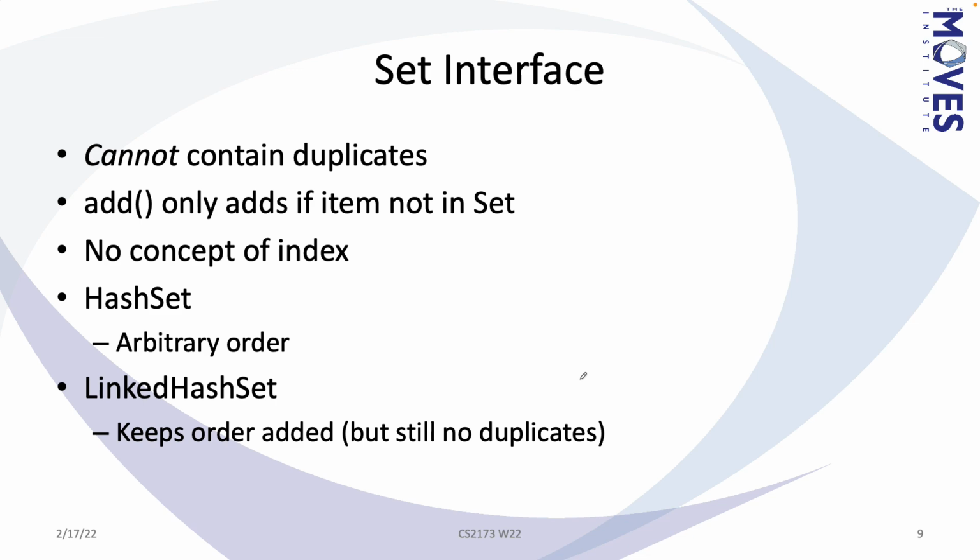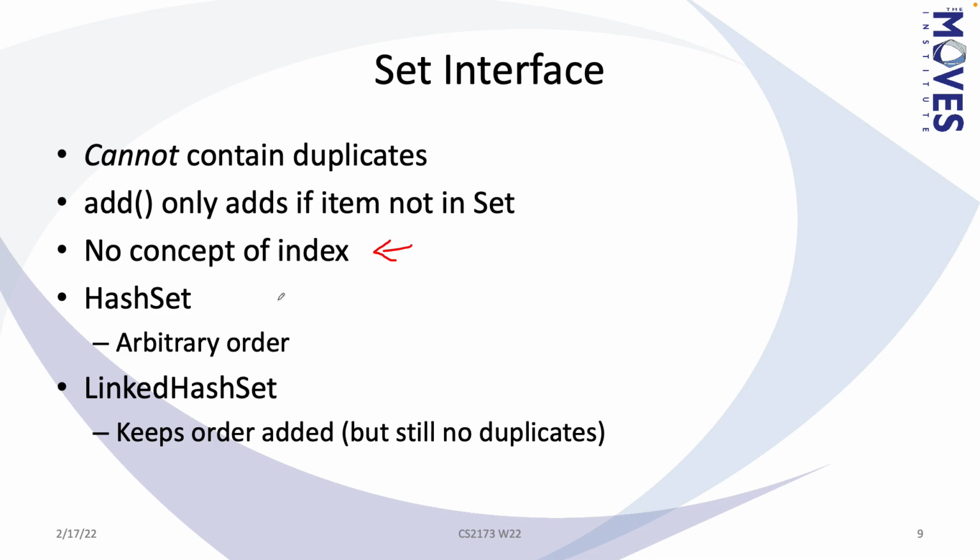Okay, so that is more or less everything you need to know about lists, almost. Sets. Now, the thing about sets, as we saw yesterday, is that sets cannot contain duplicates. An add will only add the item if it's not already in the set, and there's no concept of an index. That's kind of a key here.